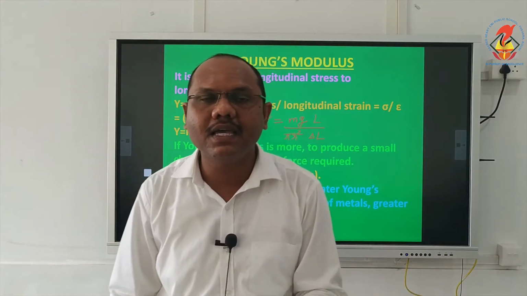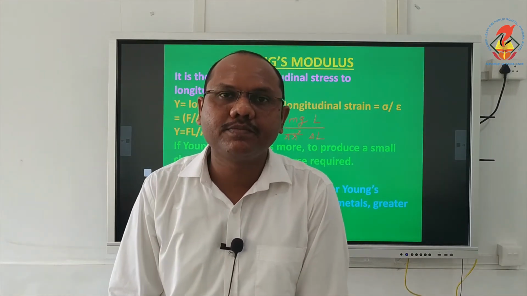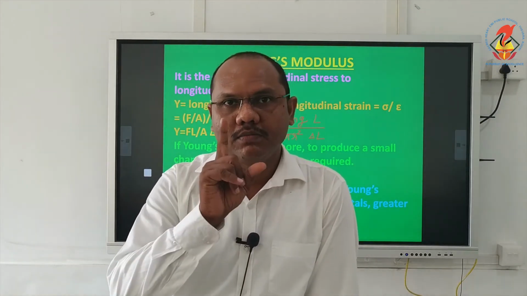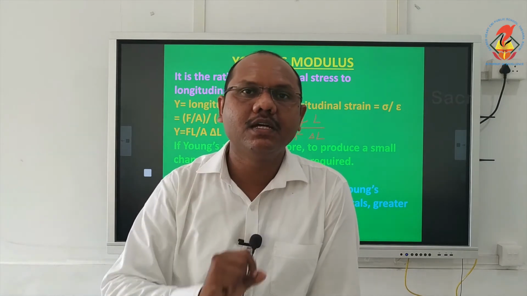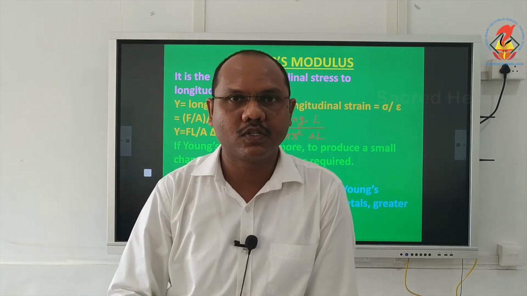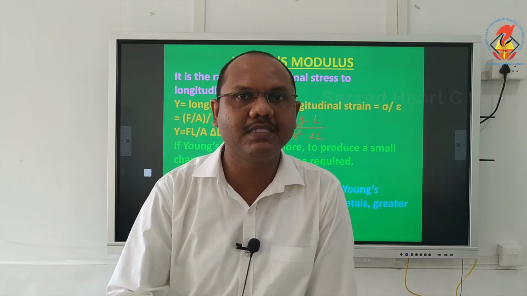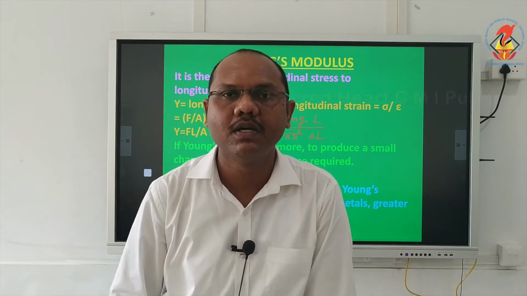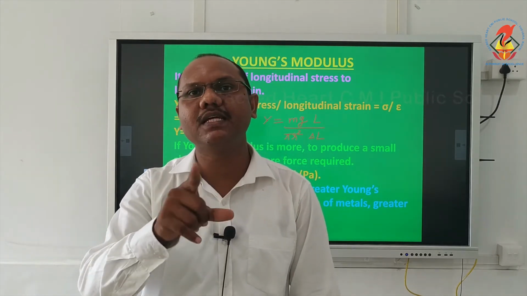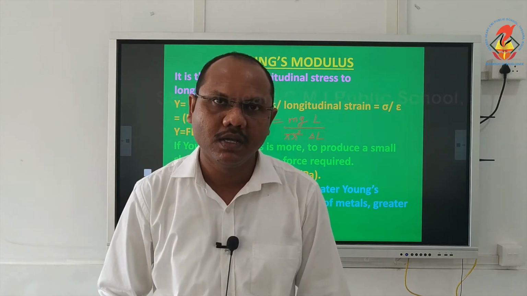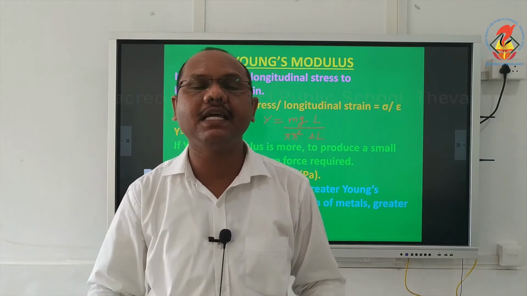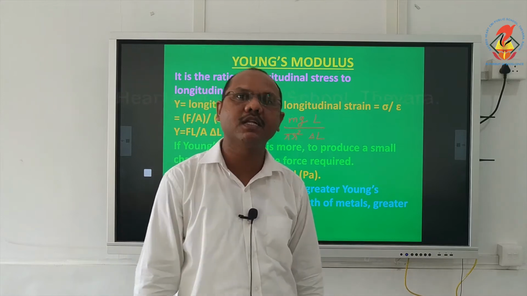That is why we are using steel to make springs. They can ask a question, why are we using steel to make springs and not rubber? Because Young's modulus of steel is greater than that of rubber. If I take copper and steel, then which is having greater Young's modulus?